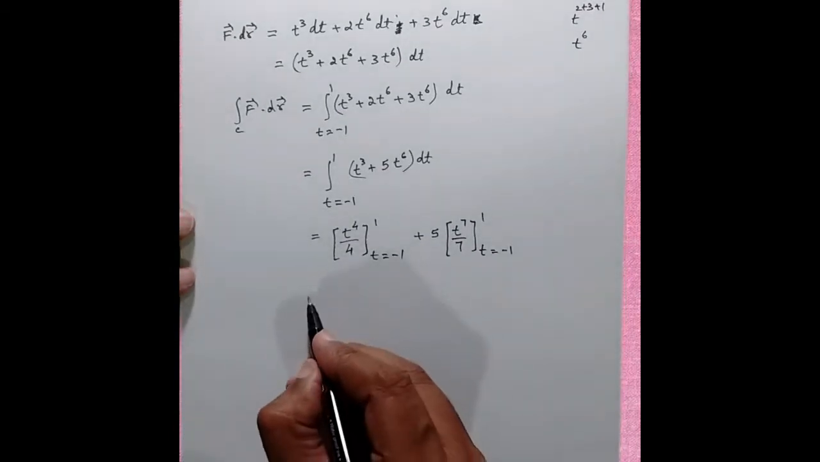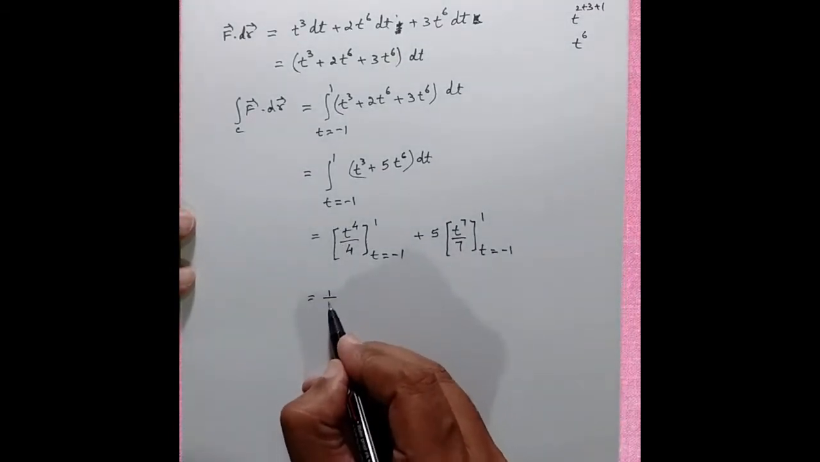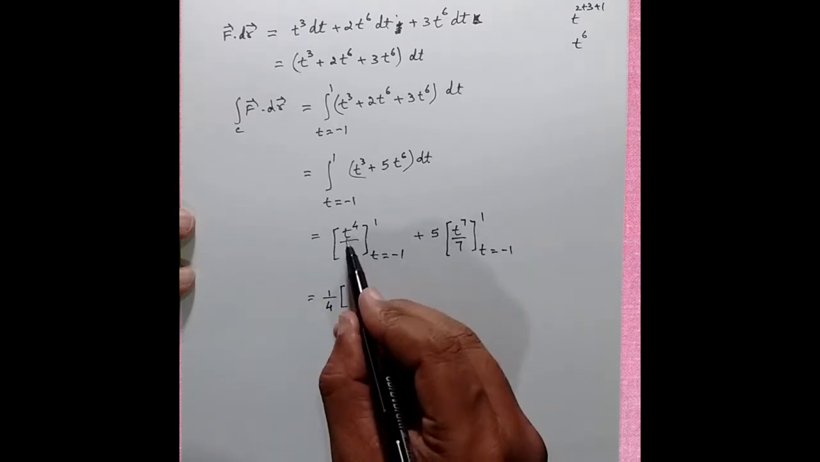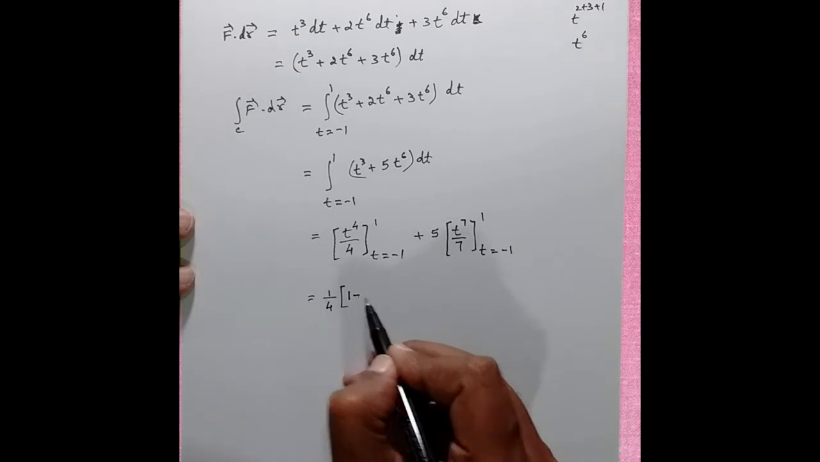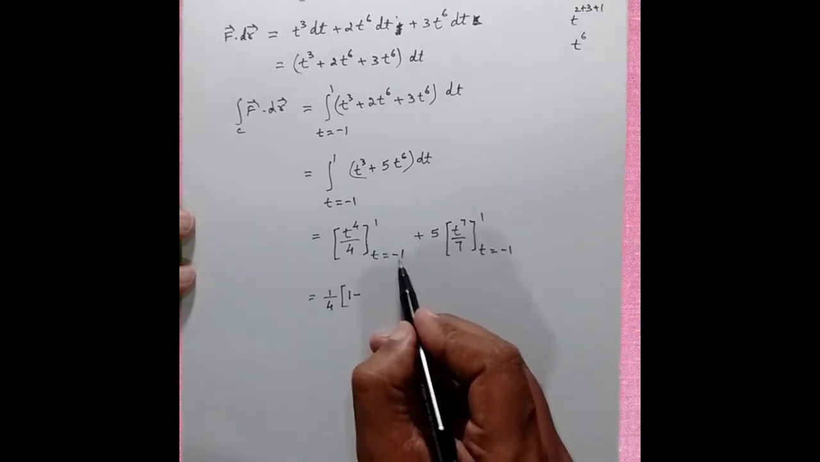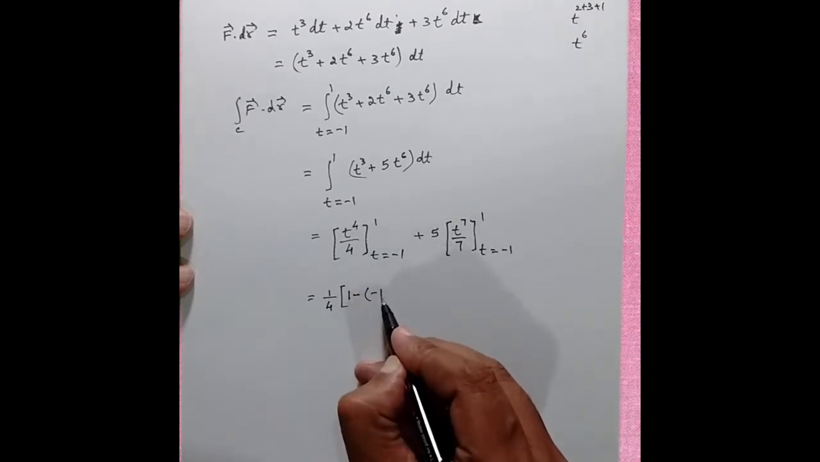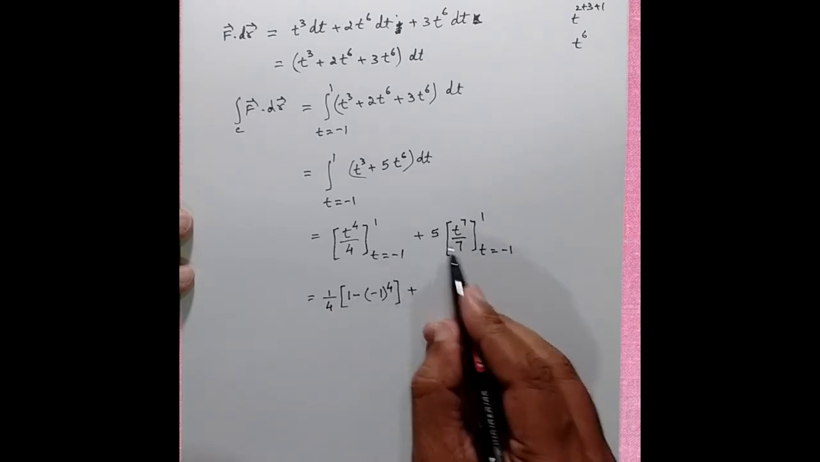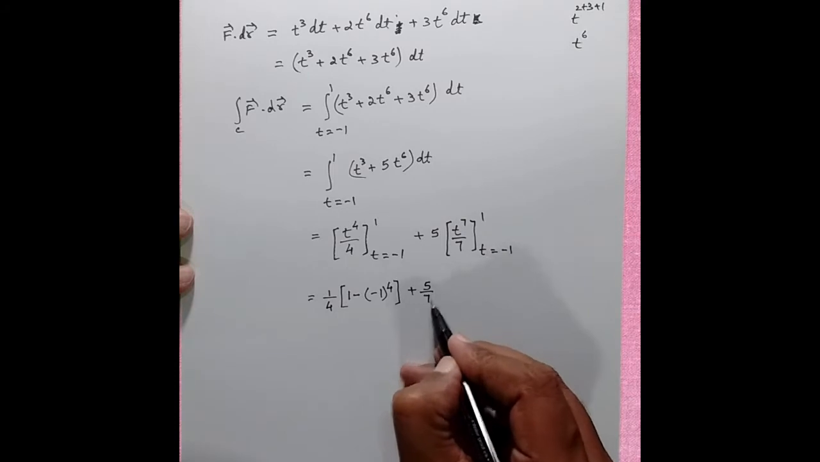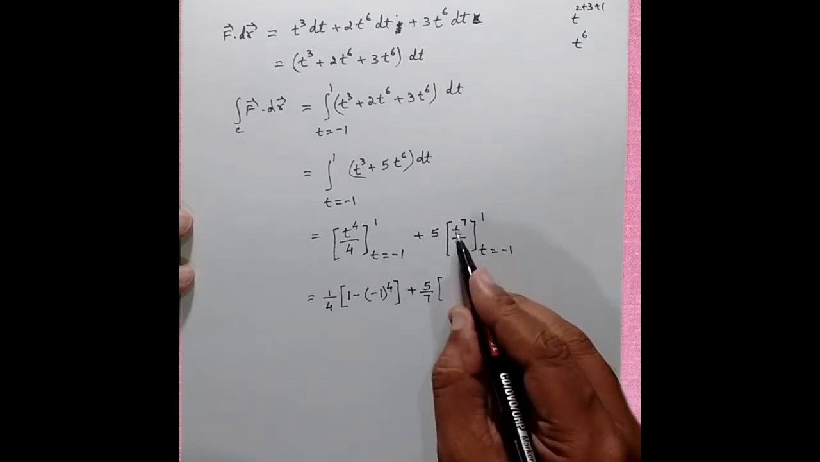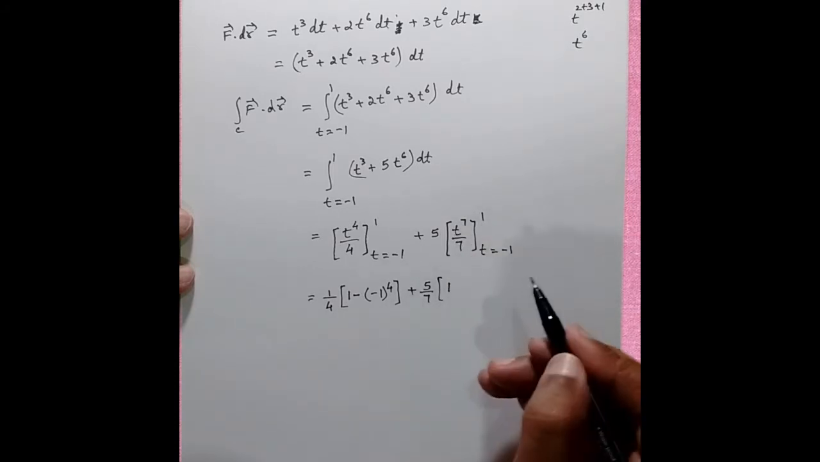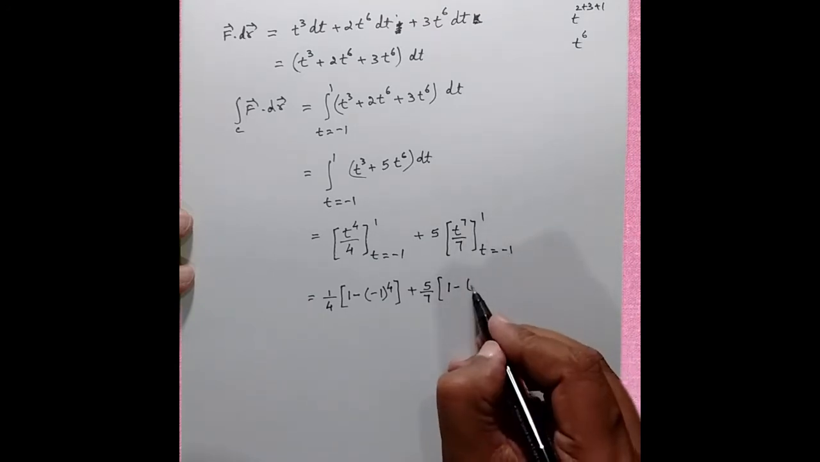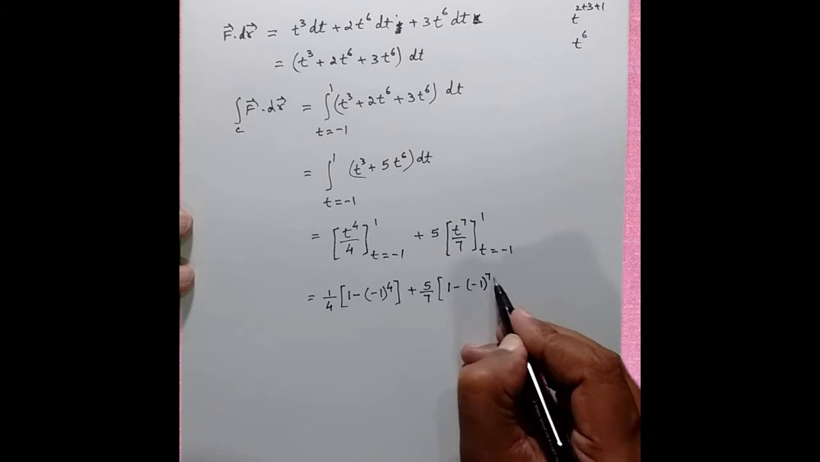So let us apply the limits. Here 1 by 4 is a constant, you can take it outside. Apply the limit for t. The upper limit for t will be 1. So 1 power of 4 will be 1, minus the lower limit value for t, which is -1. So it is -1 power of 4, plus 5 by 7. You can keep that outside. And then apply the upper limit value for t, which is 1. So 1 power of 7 will be 1 itself. Minus the lower limit value for t, which is -1. So -1 power of 7.